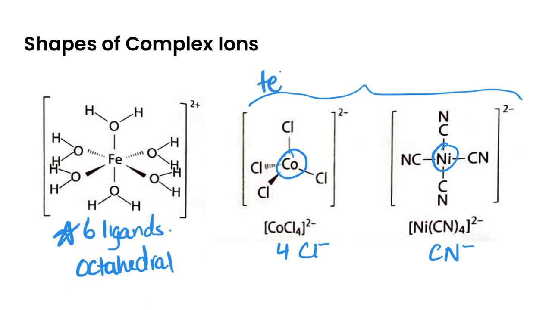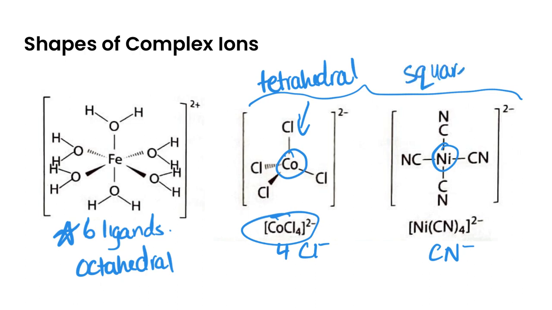But if you have 4 ligands, you can either have a tetrahedral shape, like the cobalt chloride complex ion here, or you might have a square planar shape. So those are the 2 different shapes that you might see if it has 4 ligands. Just know that there are different shapes of what these complex ions might look like.